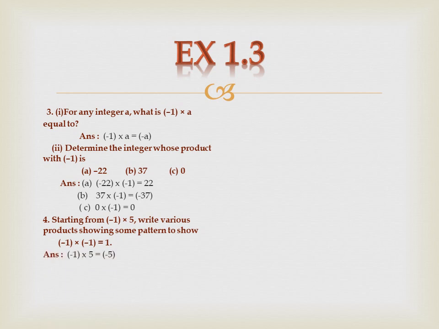That is, negative 1 into 5 is negative 5, negative 1 into 4 is negative 4, negative 1 into 3 is negative 3, negative 1 into 2 is negative 2, negative 1 into 1 is negative 1, negative 1 into 0 is equal to 0, negative 1 into negative 1 is 1.